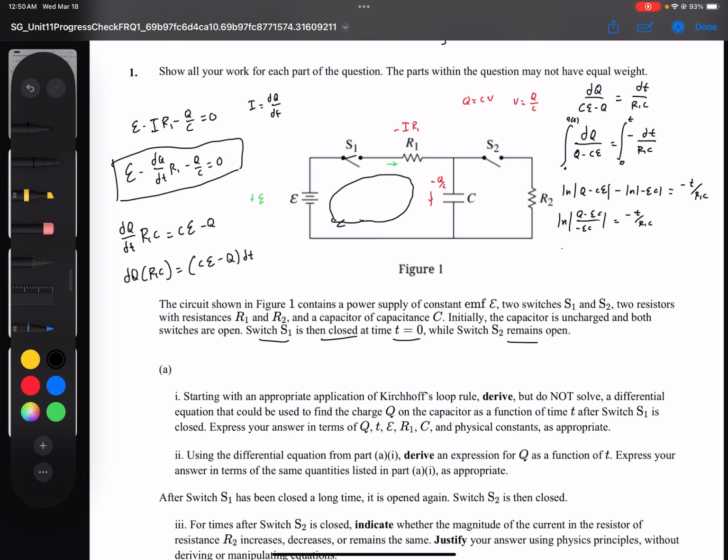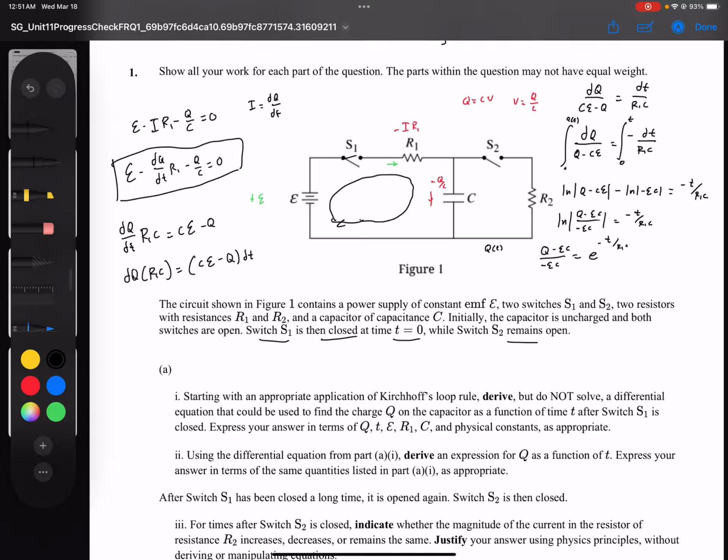And so let's evaluate this. We have q minus E times C over negative E times C is equal to e raised to negative t over R1C. So now, almost done. I should say that this is q sub t. This q is a function of time, because that's what we're trying to find.